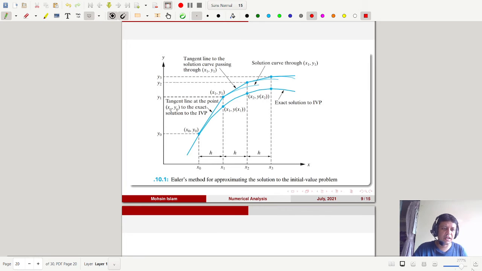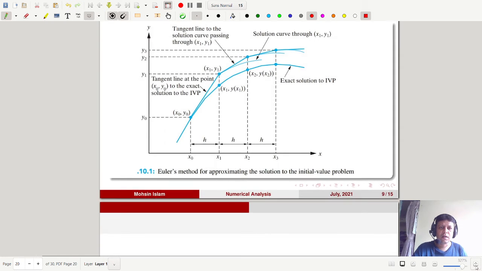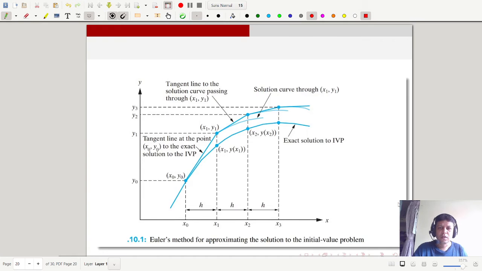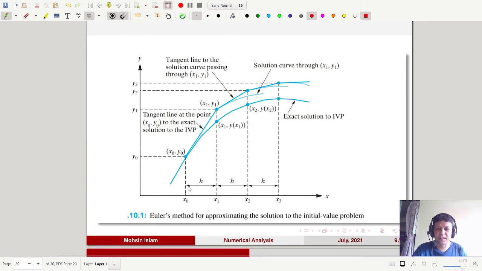This one will be a more clear diagram. So we look at the first point, x0, y0, the initial point, and here you can draw the tangent line. So the tangent line at the point x0, y0 to the exact solution to the IVP, initial value problem. Now you have a point x1, y1. This is the true value x1, y x1, but this is the approximate value, the approximation by tangent.